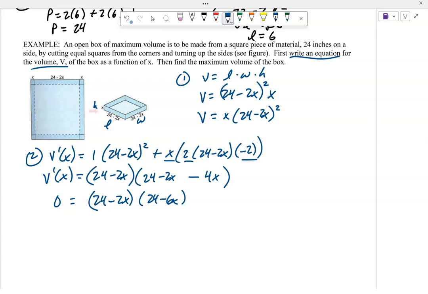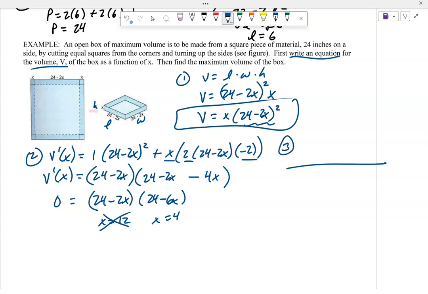So 24 minus 2x equals 0 gives us x being 12. 24 minus 6x equals 0 gives us x equaling 4. Now we don't want x being 12, as the volume would be 0, right? If I threw 12 into the original function, that would make this 0. So that's not going to maximize our volume. So it's going to have to be the 4. If you weren't sure, of course, you could throw it in on both sides. And you can't have more than 12 either, because it would obviously mess things up.